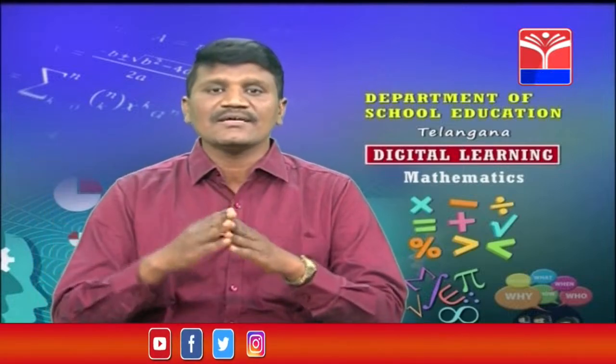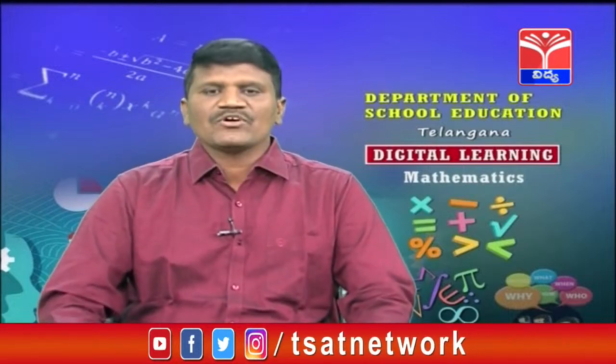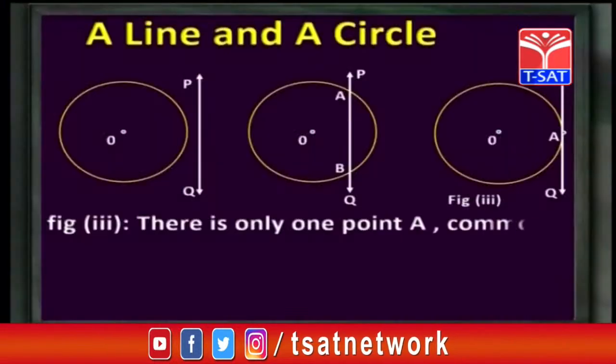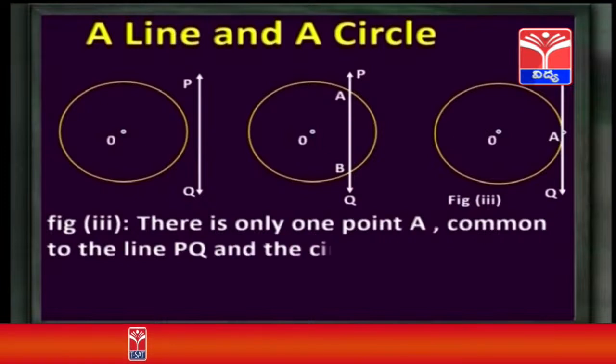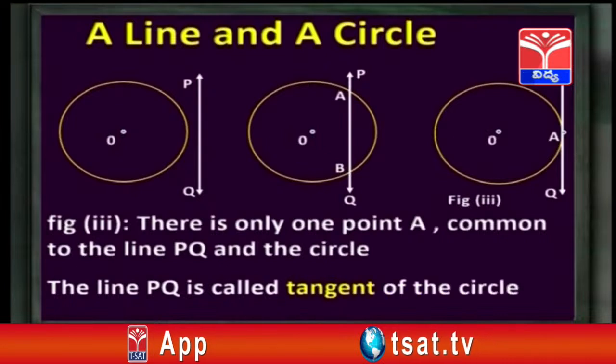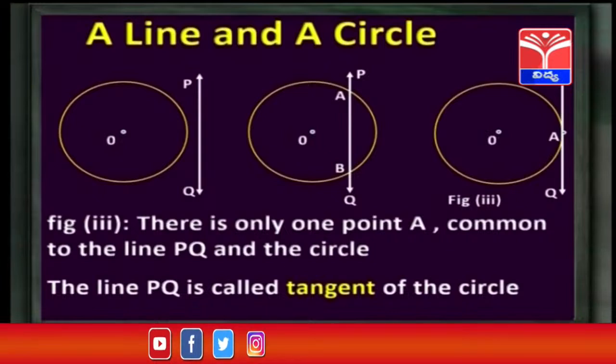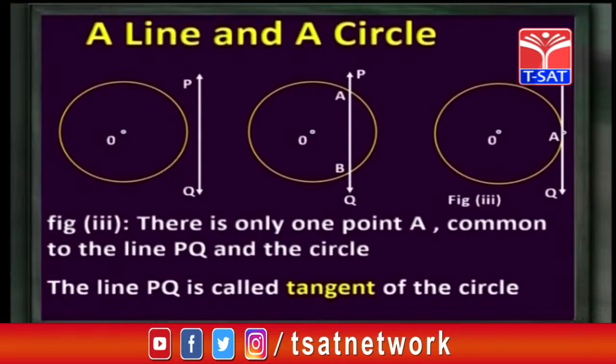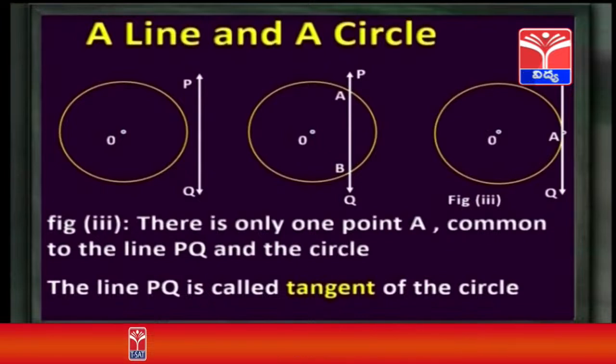A line which is passing through the circle is called the secant of the circle. And if you observe figure 3, there is only one point A common to the line PQ and the circle. The line PQ is called the tangent of the circle. So in figure 3, there is only one point A common to the line and circle. So the line PQ is called the tangent of the circle.